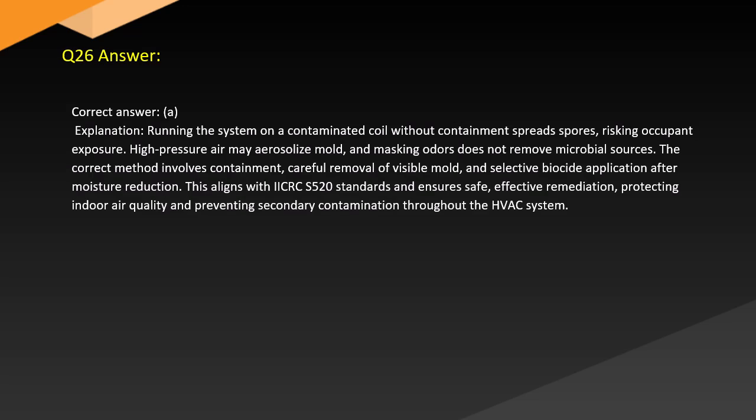Answer. Correct answer: A. Explanation. Running the system on a contaminated coil without containment spreads spores, risking occupant exposure. High-pressure air may aerosolize mold, and masking odors does not remove microbial sources. The correct method involves containment, careful removal of visible mold, and selective biocide application after moisture reduction. This aligns with HRConquer standards and ensures safe, effective remediation, protecting indoor quality and preventing secondary contamination throughout the HVAC system.